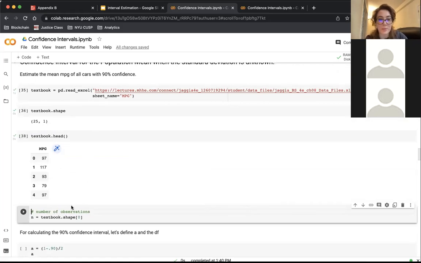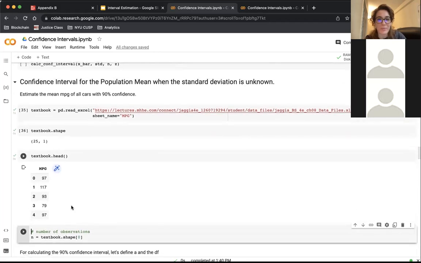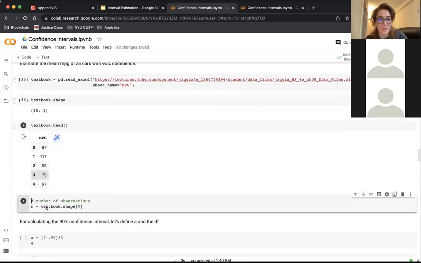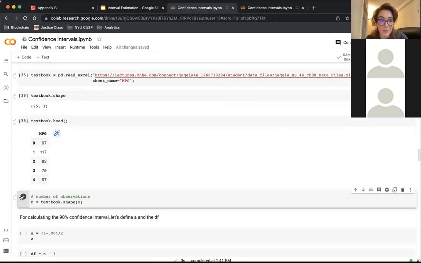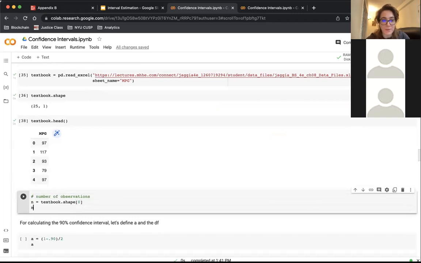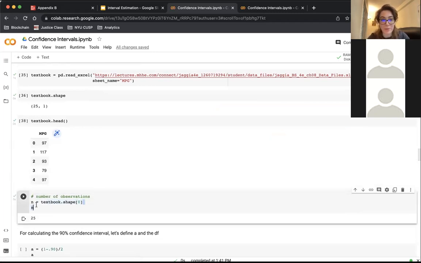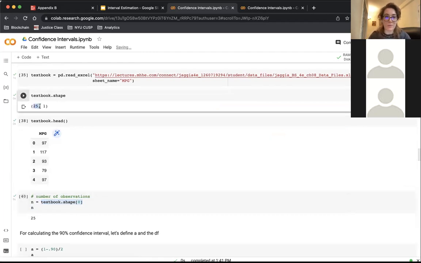For the number of observations, it told us 25, but we can also use the shape of the data frame to define the value of n. Just to show, when we use the shape, we're taking this first value in this tuple to give us the number of rows, because the other one says the number of columns.